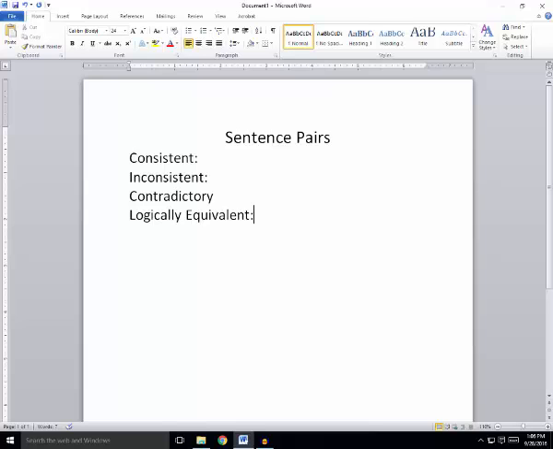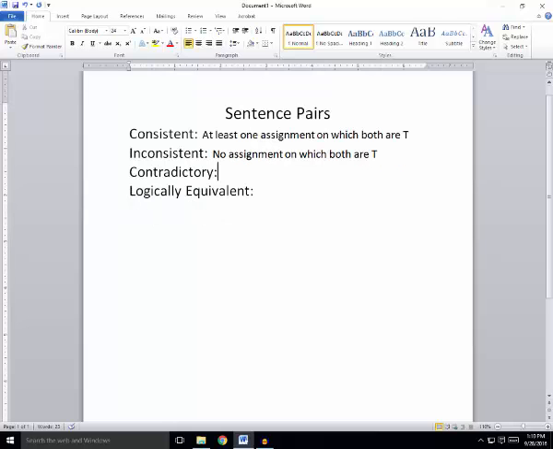To say that a pair of sentences is consistent just means that there's at least one assignment where both sentences are true. And to say that a pair of sentences is inconsistent means that there is no such assignment. That is, there is no assignment where both sentences are true. There could be assignments where both are false, but there are no assignments where both are true. To say that a pair of sentences is contradictory means that they are the opposite on every assignment. And that's more than just inconsistent. That means there's no assignment where both are true, and there's also no assignment where both are false. If one is true, the other is false.